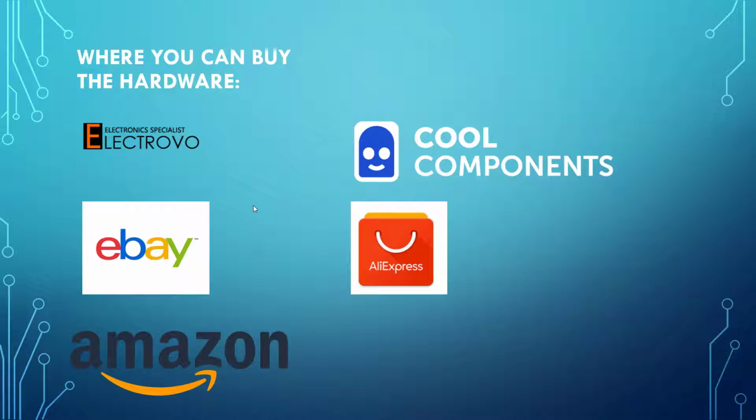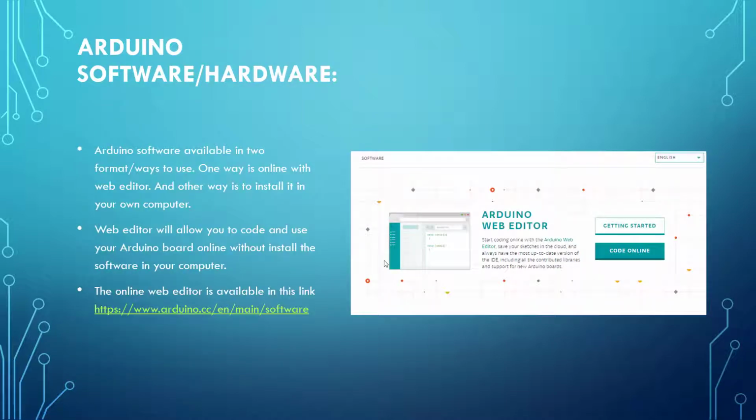There are lots of companies and websites that sell it. One of the companies is Cool Components, Electrovo, eBay, AliExpress, Amazon, and many other companies sell them. So for using Arduino, you need software and hardware. You need to have an Arduino hardware board.